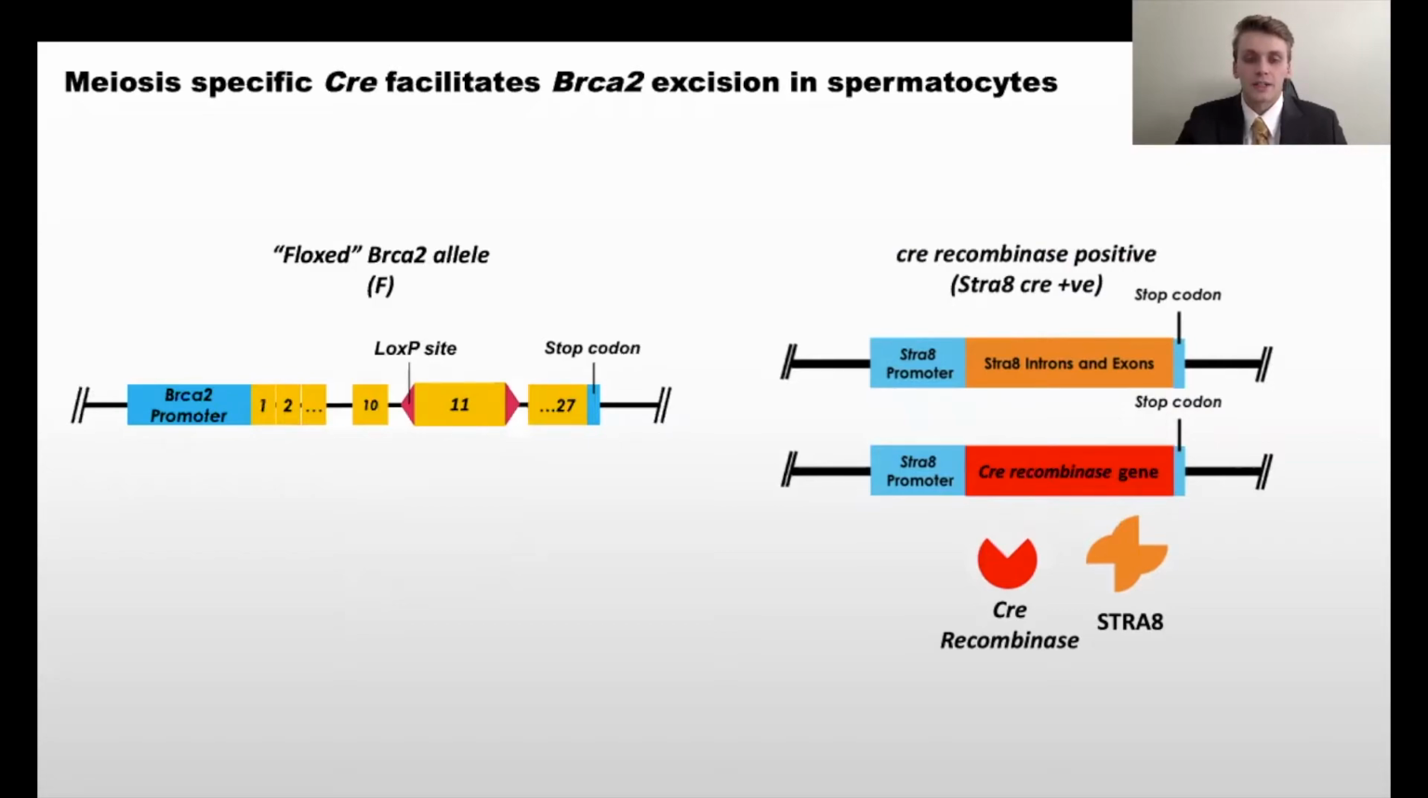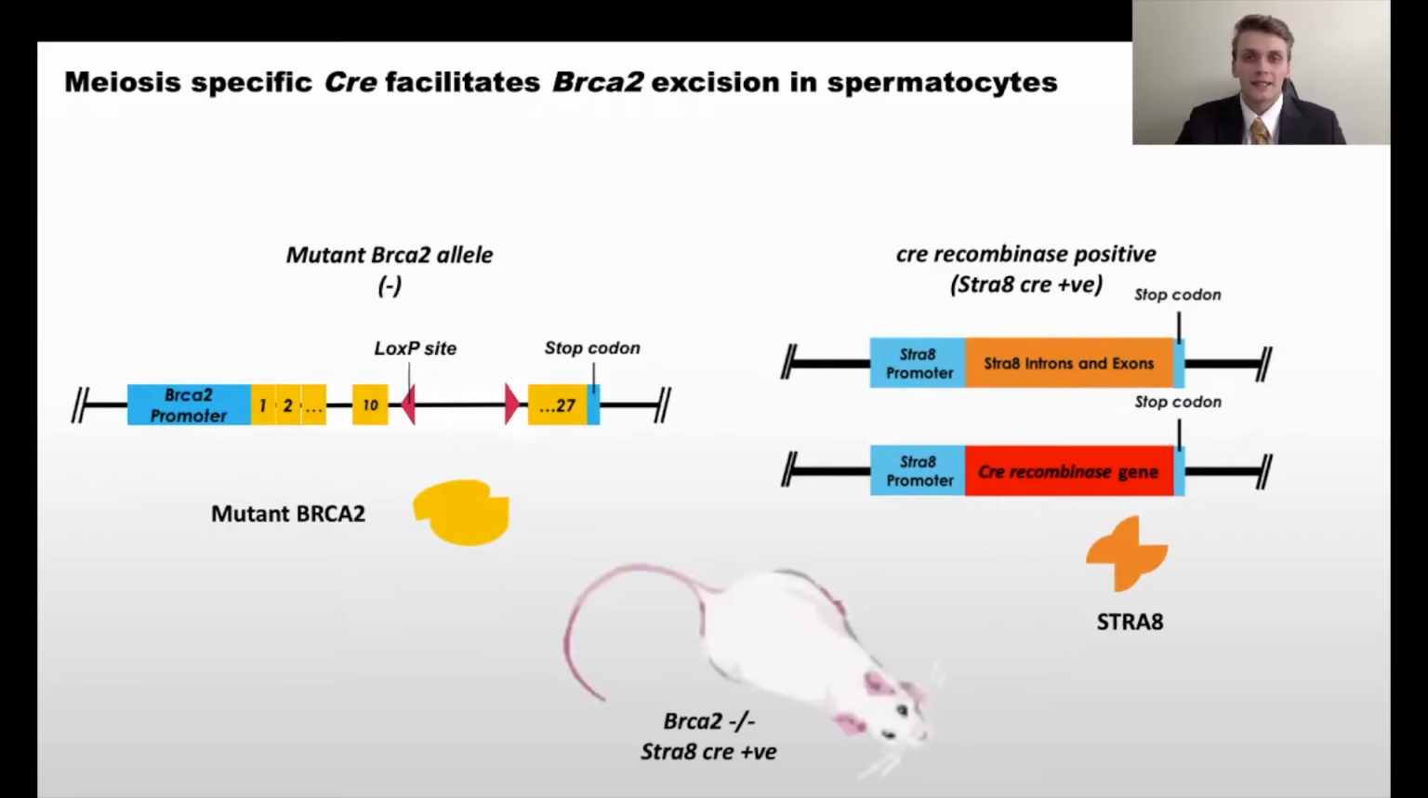Now, this protein subsequently recognizes the LOXP sites on the floxed BRCA2 allele and removes exon 11 from the gene, like so. Now, the BRCA2 gene is permanently altered and is considered mutant. It can no longer produce operational copies of the BRCA2 protein, only mutant copies that do not perform properly. Now, the mouse can develop to adulthood, avoiding the embryonic lethality thanks to the timed natural expression of the STRA8 promoter.